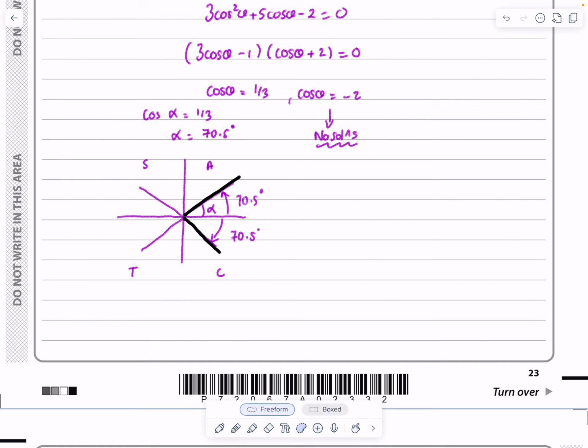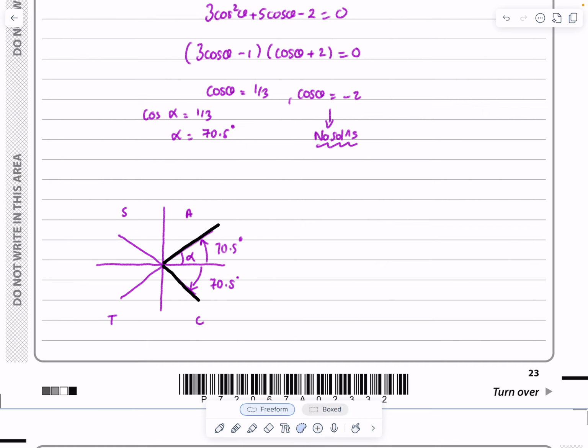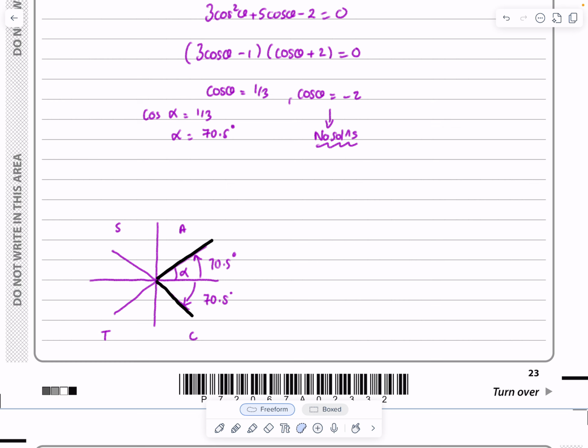Which means that this angle is 70.5, this angle is 70.5, and in the range of values I want from 0 to 360 degrees, my answers are going to be 70.5 and that angle all the way around there, which is 360 minus 70.5, so I end up with my actual answers, working out to be that theta will work out to be 70.5 and 289.5 degrees.